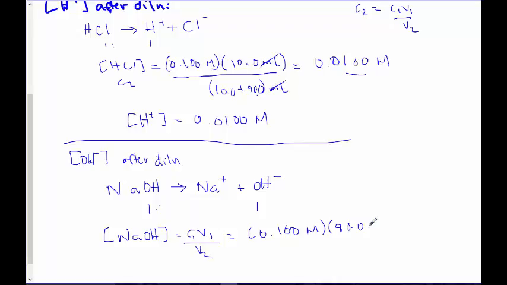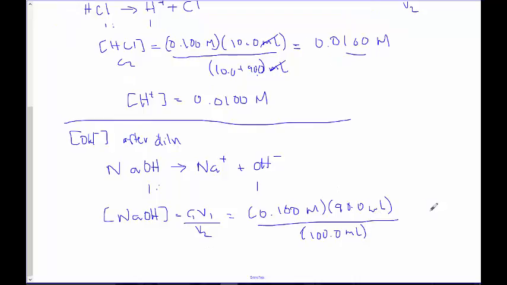Okay, and I'm going to divide that by the final volume, which is 100 mL. It's always really important that we don't forget to add the two volumes together in the bottom. Okay, and then my final concentration, I can do the math, is going to work out to be 0.0900 moles per liter. My milliliters have cancelled, and I'm left with a concentration.